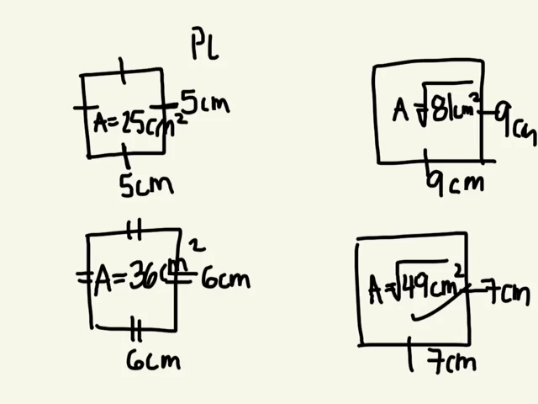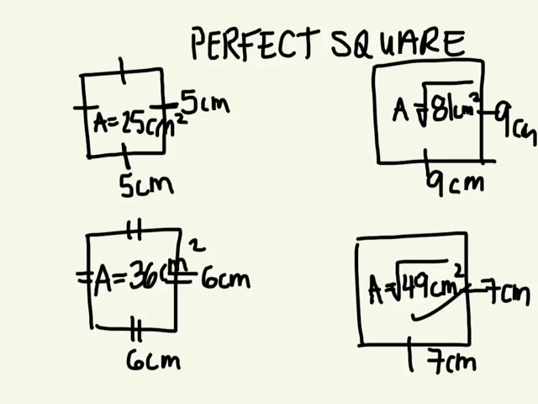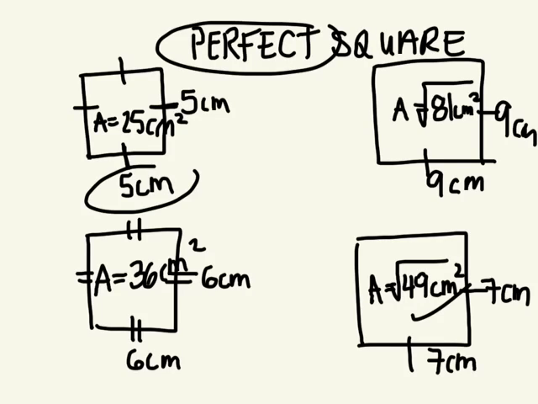What is a perfect square? What does it mean if it's a perfect square? A perfect square is a number that is not a decimal. So if I say find the square root of 25, what's the square root of 25? 5. That's not a decimal, right? That's a perfect square. So that's considered a perfect square.